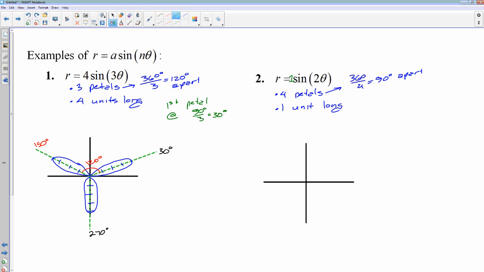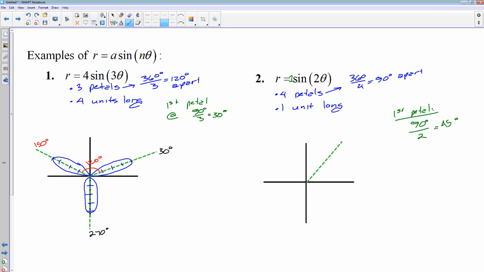My first petal is going to be at 90 degrees divided by whatever the coefficient of theta is, 2. So my first petal is going to be going off at 40 degrees. That was terrible. 45 degrees maybe? So let me get my first petal going 45 degrees. And I'm going to go ahead and plan out all 4 of my petals.